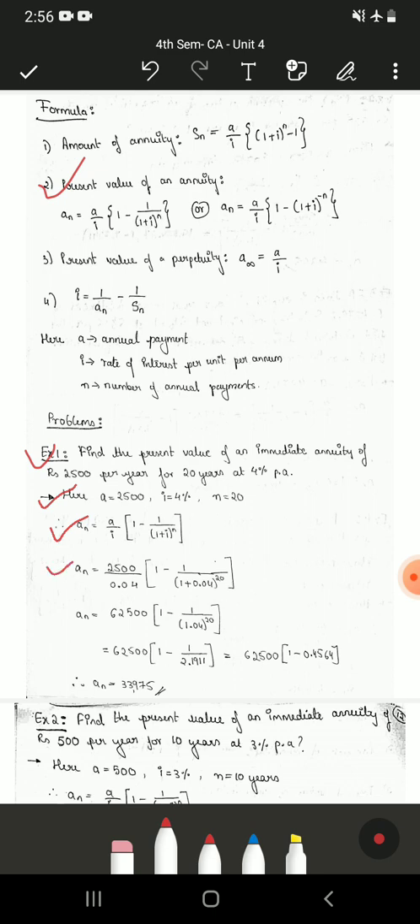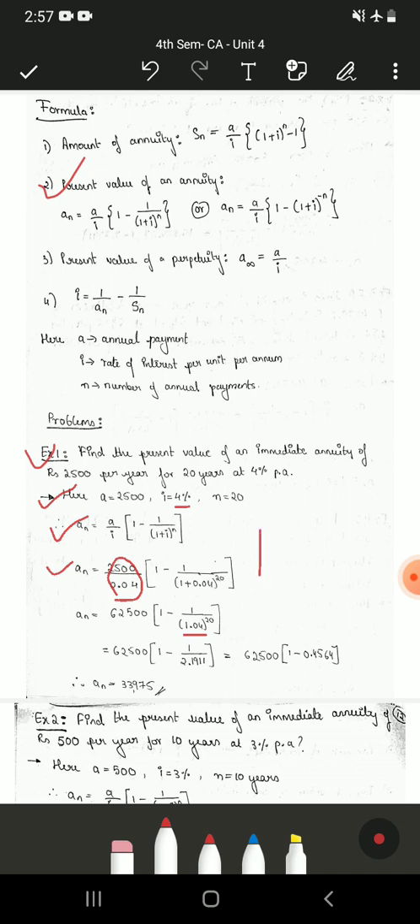So An equals 2500 divided by 0.04, and make sure you convert it into the value, don't keep it in percentage. So 4 by 100 is 0.04. Then into 1 minus 1 divided by (1 plus 0.04) whole raised to 20. So when you divide 2500 by 0.04, it is 62,500, and into 1 minus 1 divided by 1.04 whole raised to 20.